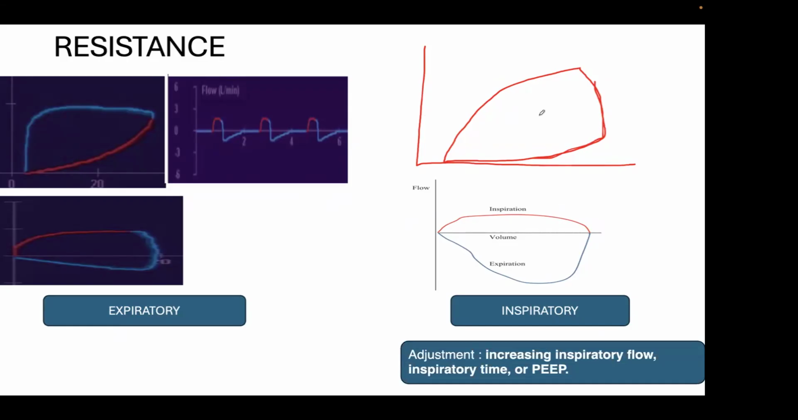So what we need to do probably, if there is increased inspiratory resistance, is increase the TI, increase the PEEP, and see whether these loops are going back to their normal size or not.